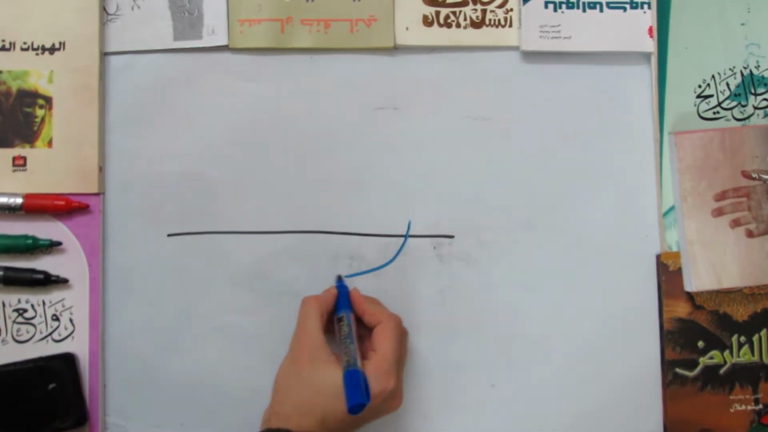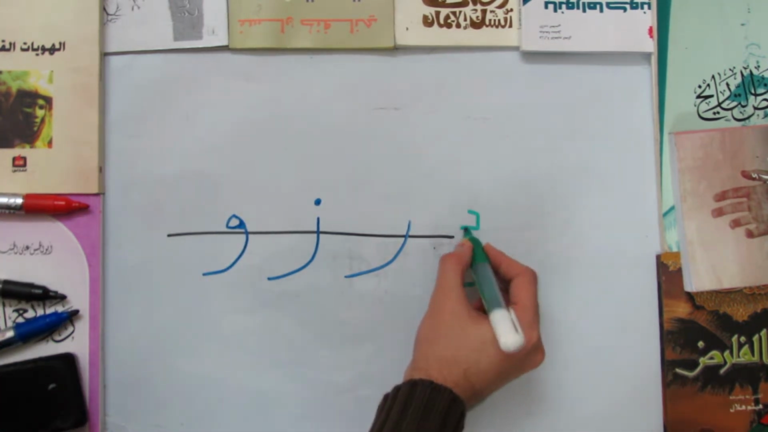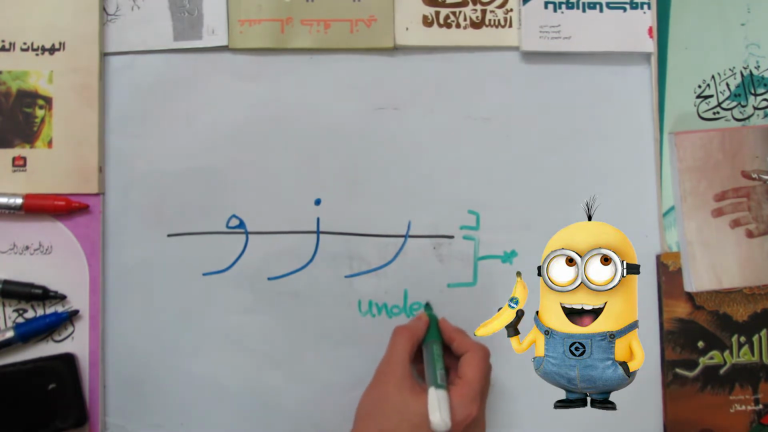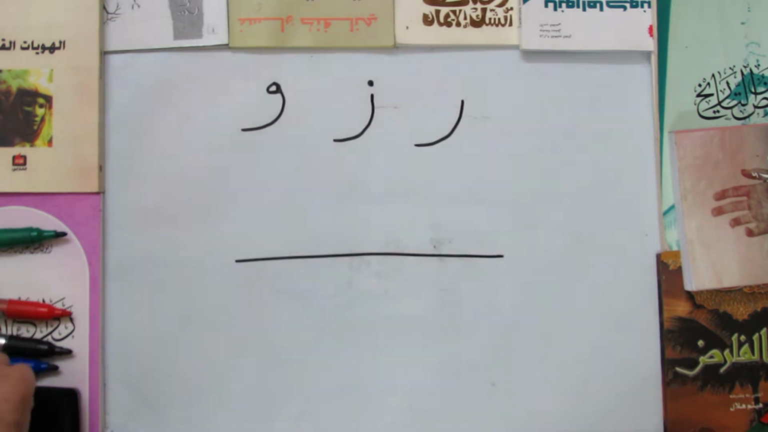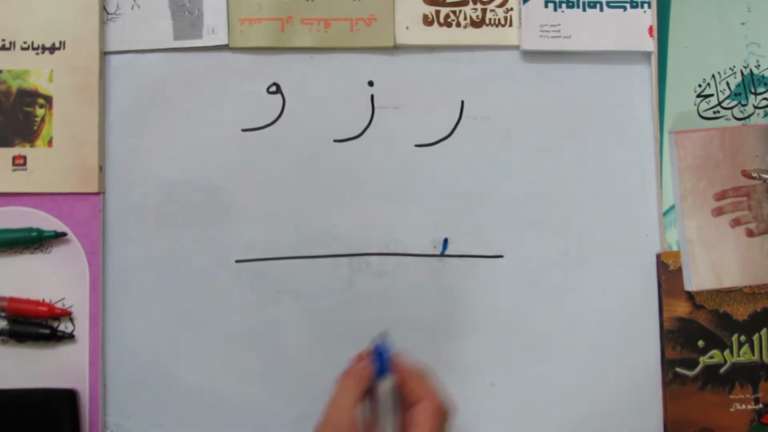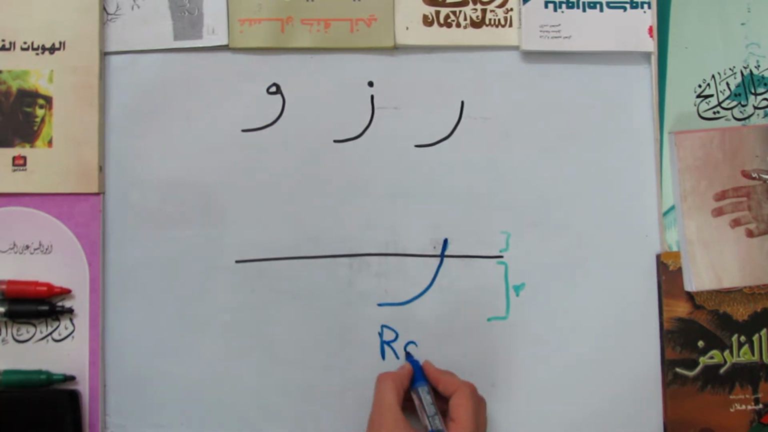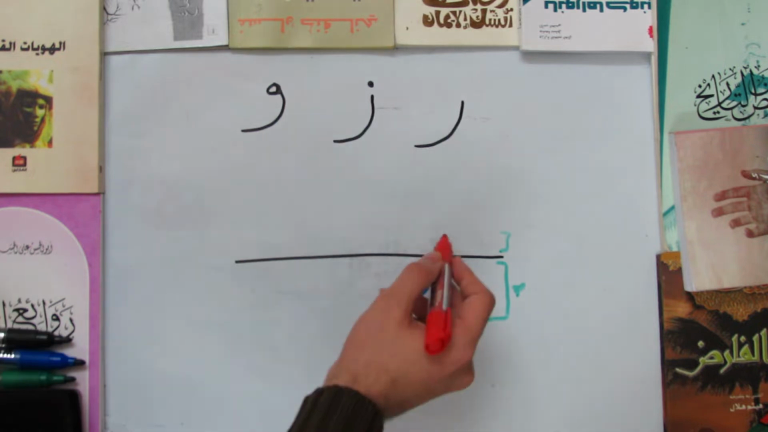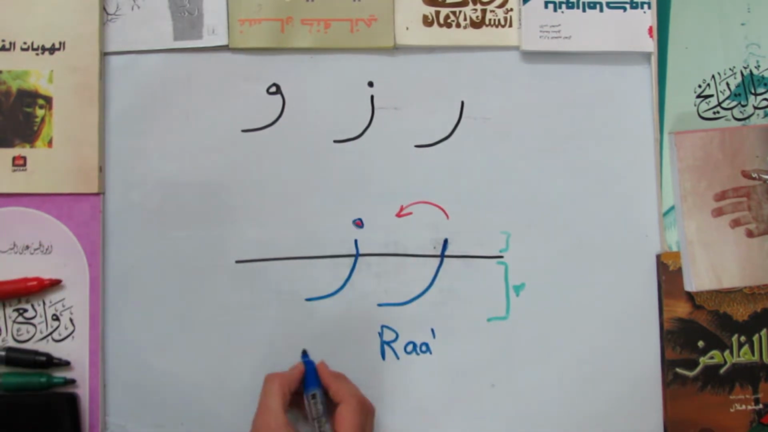Before we start, it's good to know that these letters are somehow similar to each other and look like a banana. And the majority of their body is located under the line. So for Raa, we draw the banana shape starting slightly above the line, then we go under it. And there you go, you've got the plain form of Raa. And by putting a dot over it, we get Zaay.